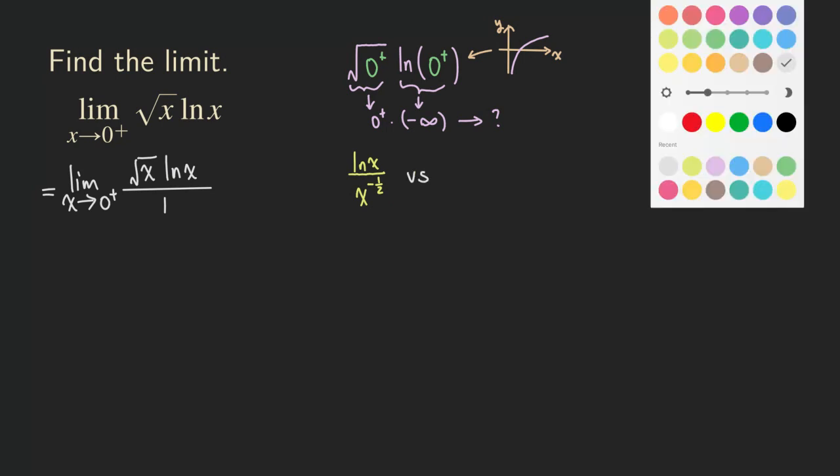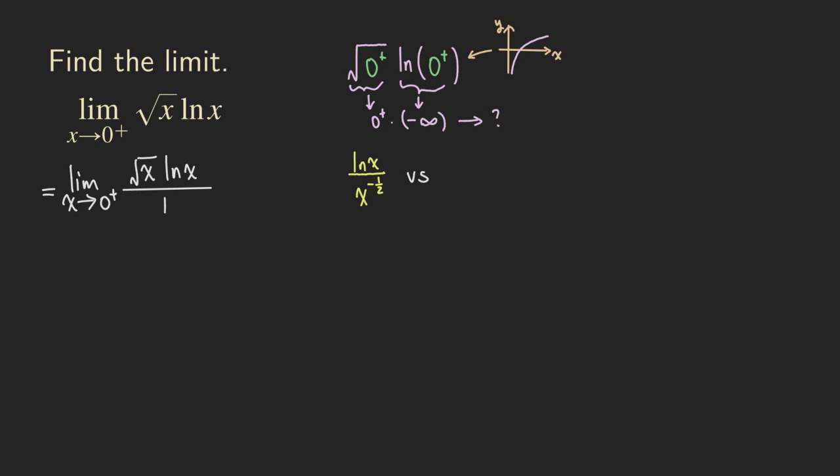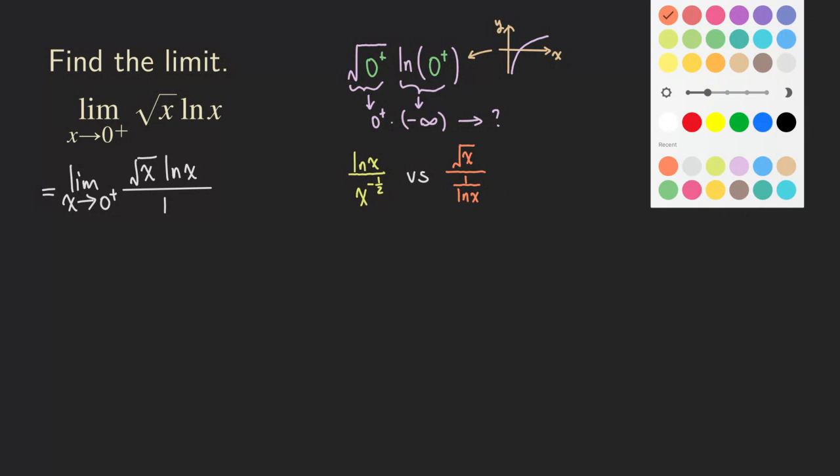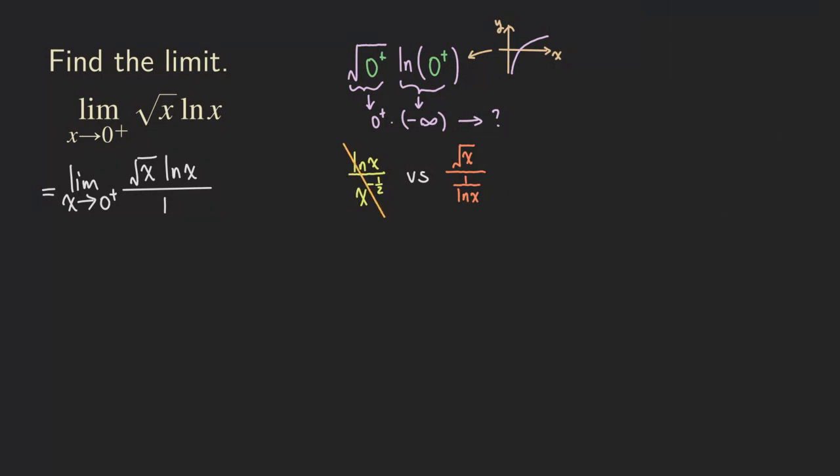Compared to the other case where we are moving the ln of x to the bottom, which will give us the square root of x over 1 over ln of x. Imagine that you are going to apply L'Hopital's rule on the fraction. Which one do you think is easier? Of course, we really just want this one, which looks better. Is that good? Yeah, so we are going to use that one.